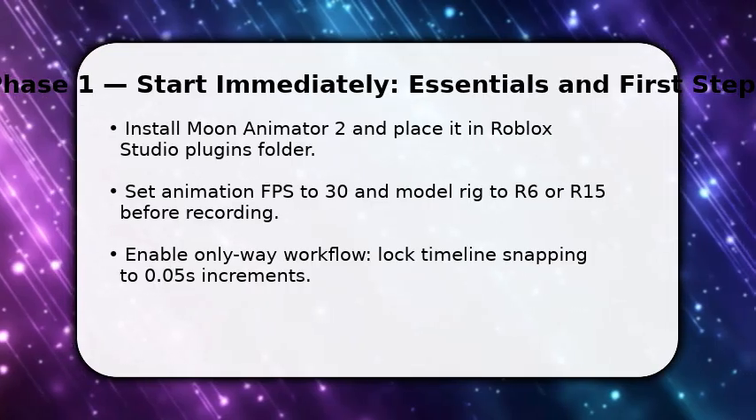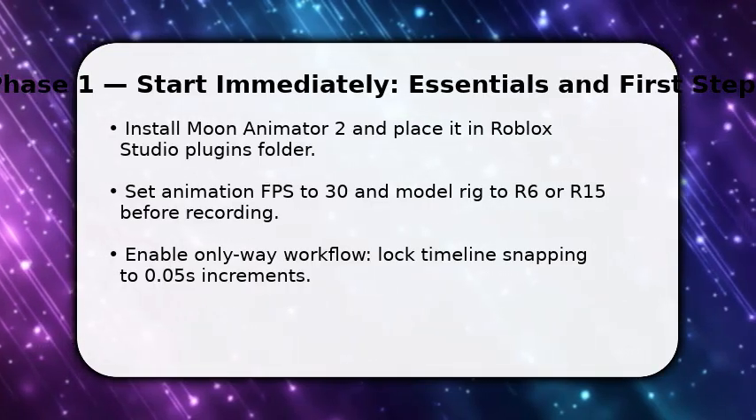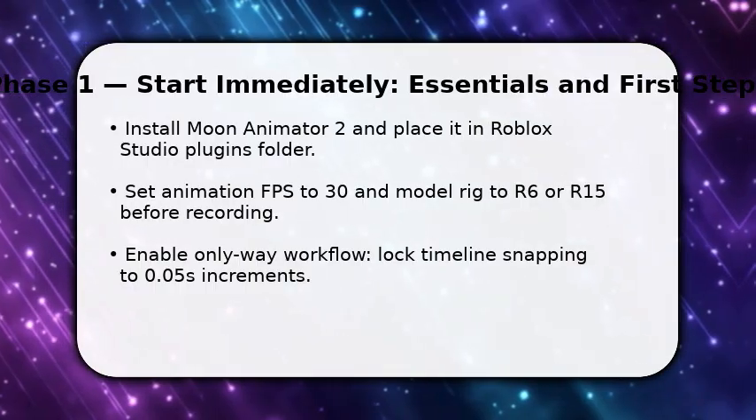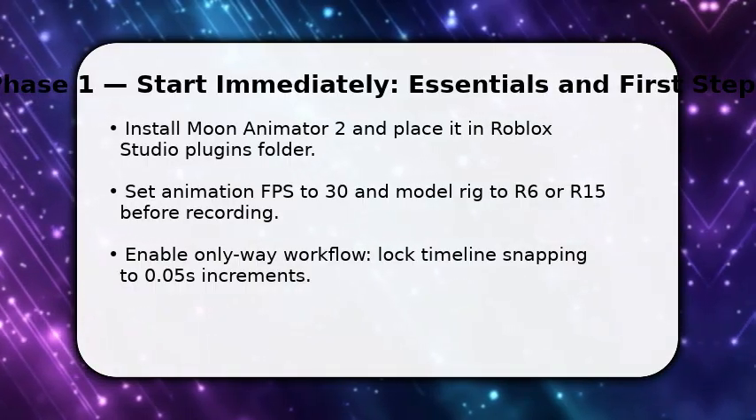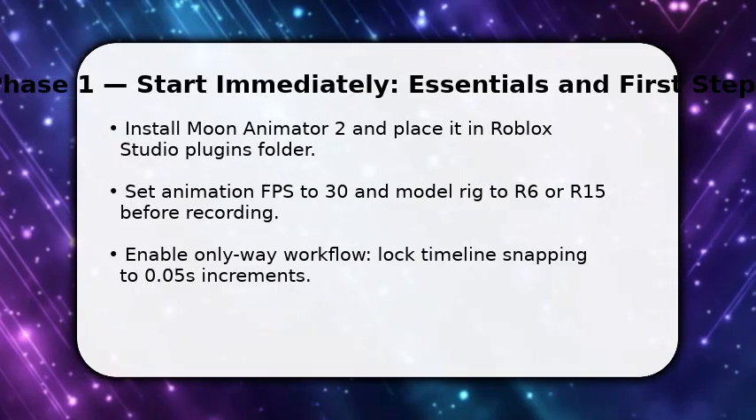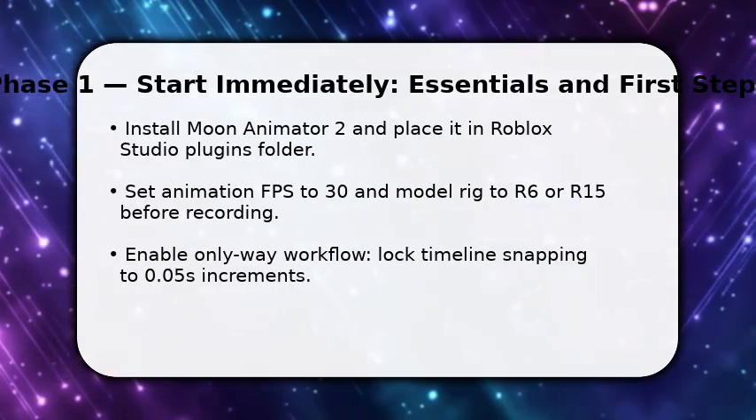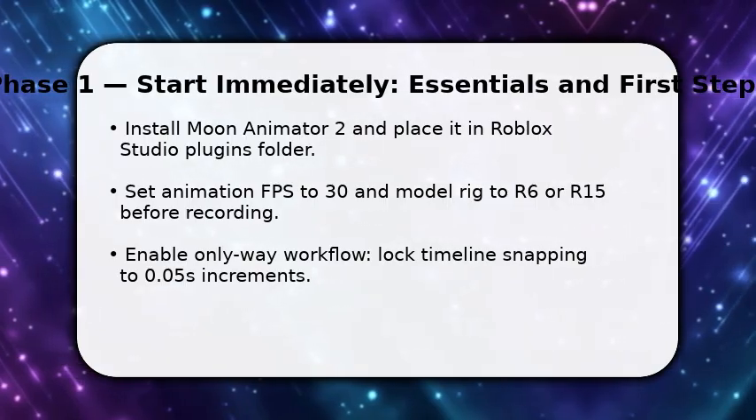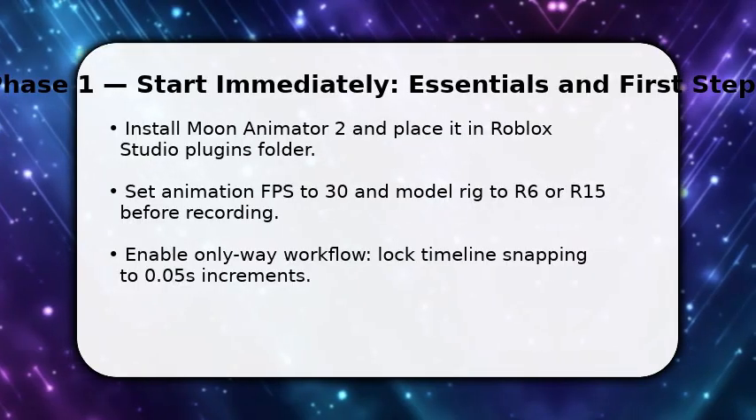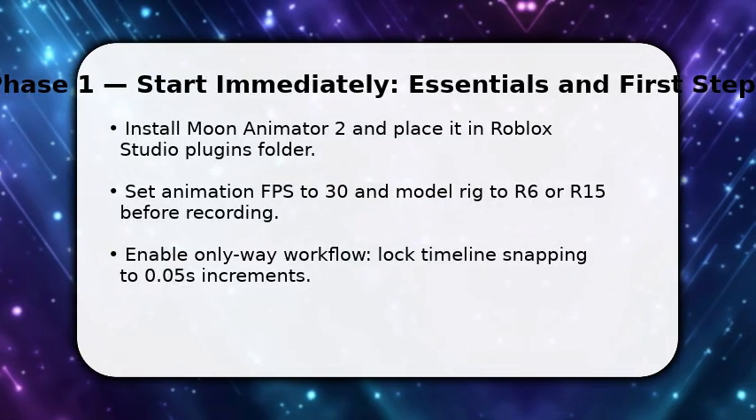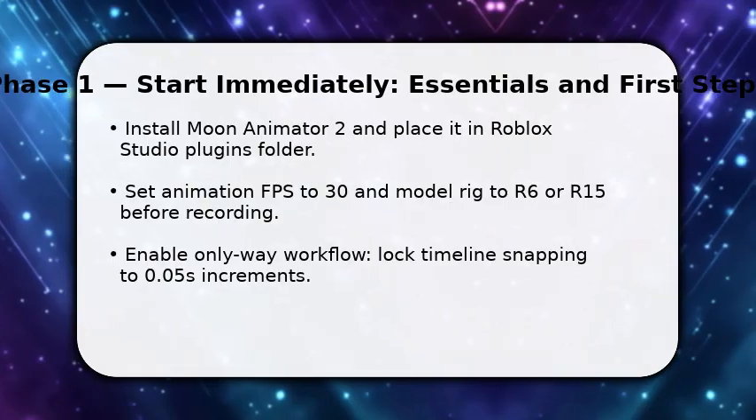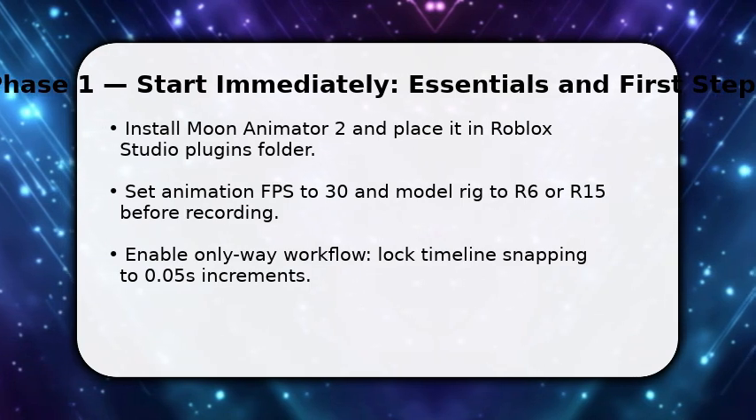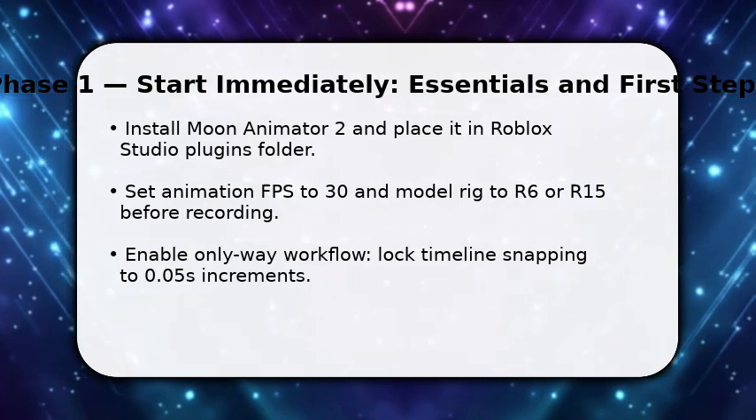You start by opening Roblox Studio and loading Moon Animator 2. Make sure the plugin is active. Set the project FPS to 30 so timings remain consistent, and choose R6 or R15 depending on your character rig. Once done, lock timeline snapping to 0.5 seconds to capture precise keyframes. This reduces drift later. Now create a new animation file and name it clearly. That first file becomes your working copy, so save immediately and keep autosave on.